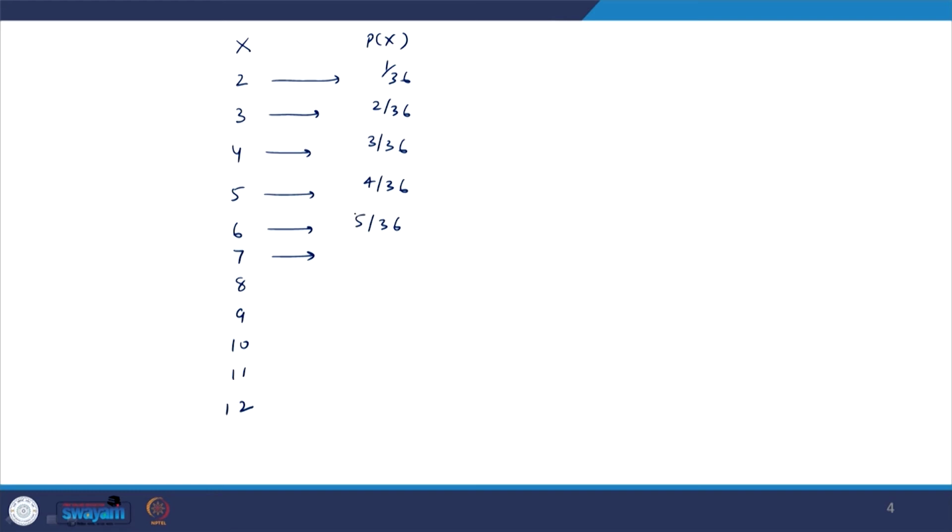Okay, for 7 it is 6 by 36, for 8 it is now 5 by 36, so now it is 1 by 36 here, it is 2 by 36 here, it is 3 by 36 here, it is 4 by 36 here. Those are the cases you can easily obtain.